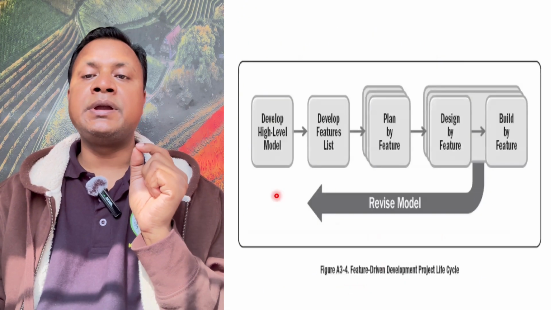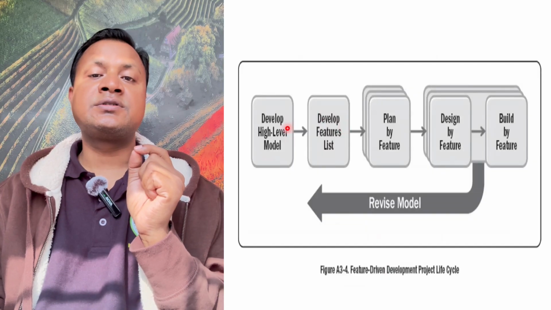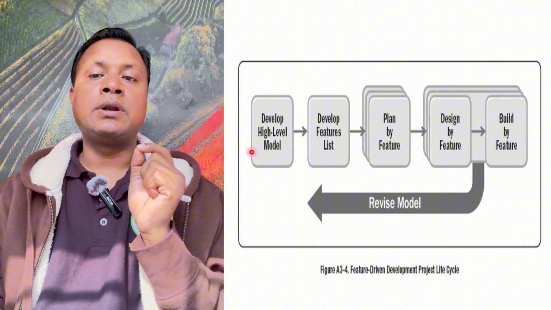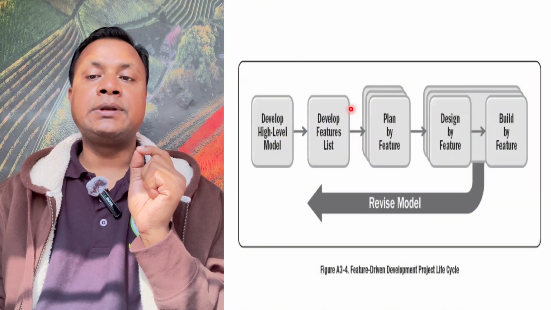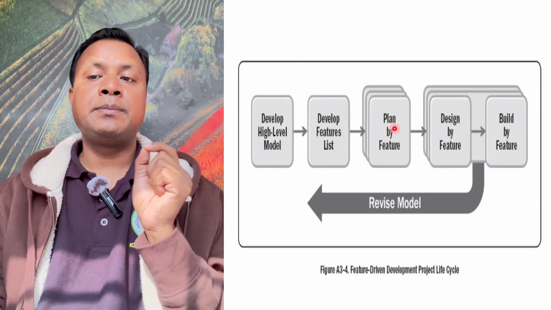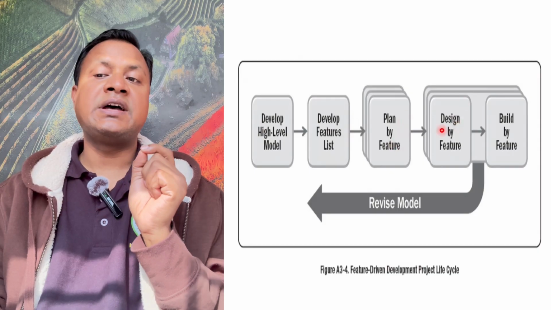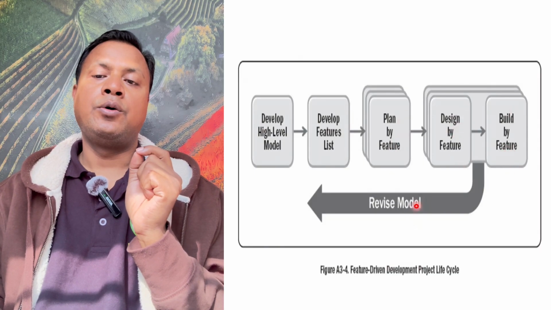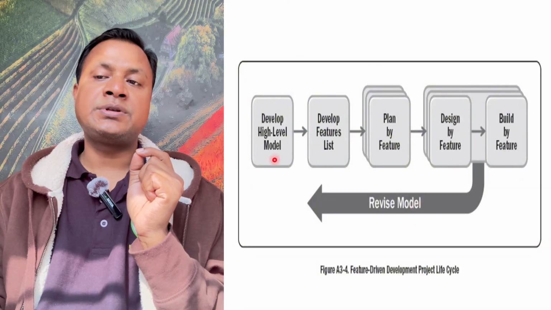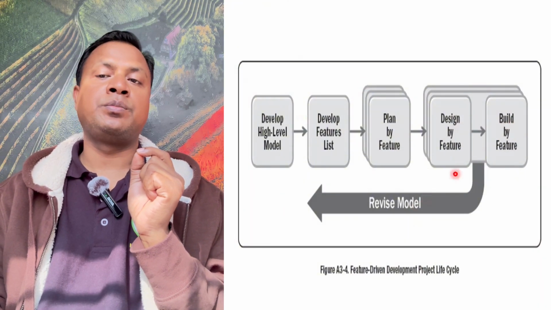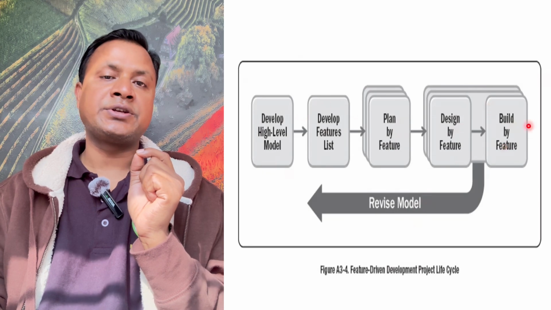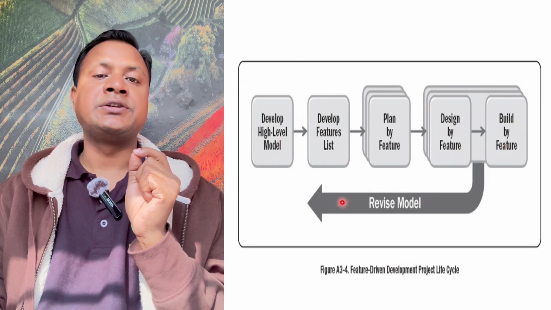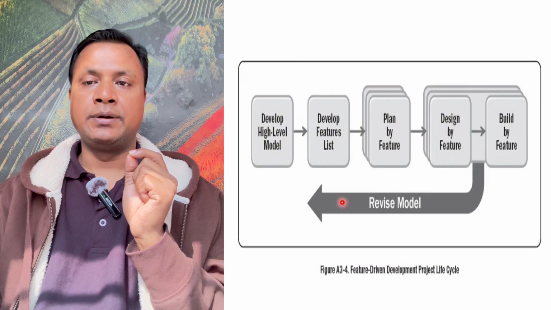So this can be an example; in this slide you can see there is a figure. Actually, first you will develop a higher level model, then you will develop a feature list, then plan by feature, then you will design the feature, then build by feature, and revise the model, or you can start again. So this will be a circular, iteration-based system. In each iteration you will be repeating it, and by that you can actually ensure the feature driven development.